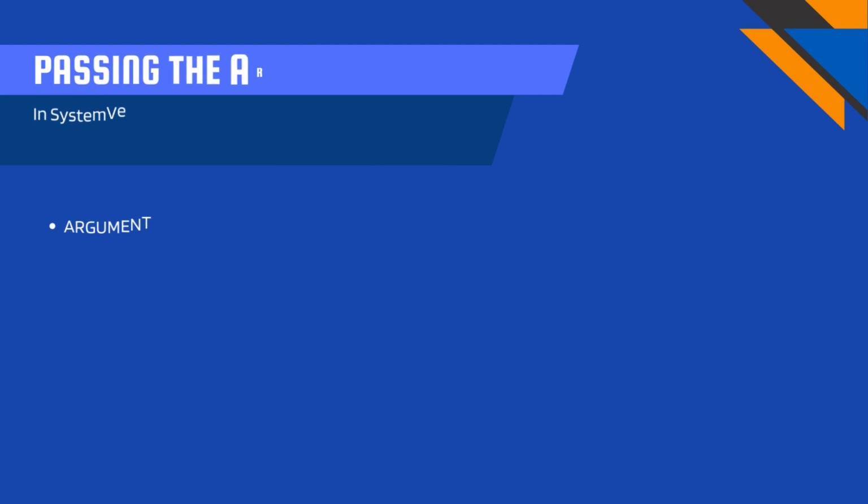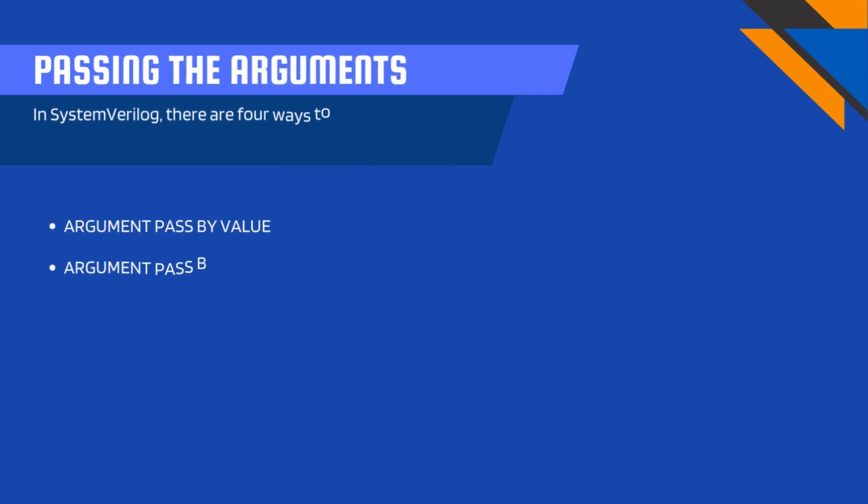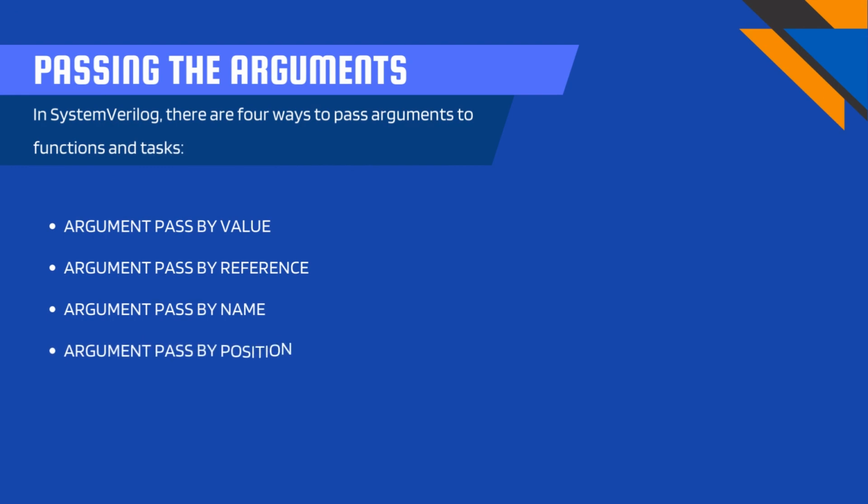Now, we are going to talk about the 4 different ways to pass arguments to functions and tasks. First, we have argument pass by value. When a variable is passed by value, a copy of its value is made and passed to the function. Any changes made to the variable inside the function do not affect the original variable outside the function.